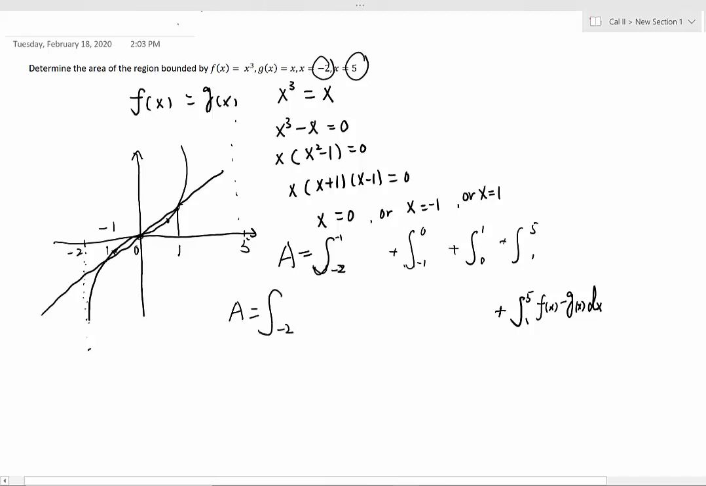from -2 to -1. We're going to have the straight line on the top. That's going to be g of x, subtract f of x, dx. So no matter whether you use a graph or use the plug-in method, like we just did, we're both going to find the answers to be the same.